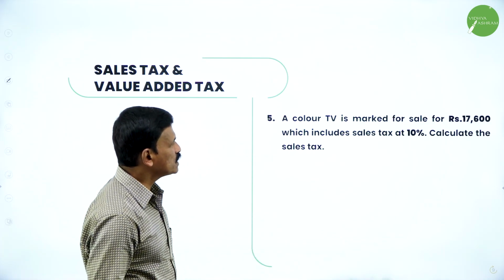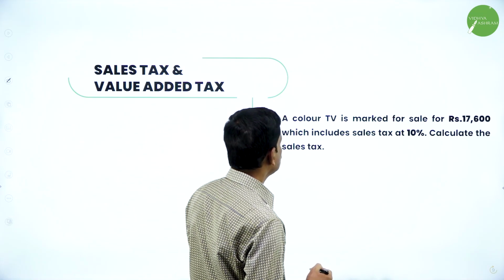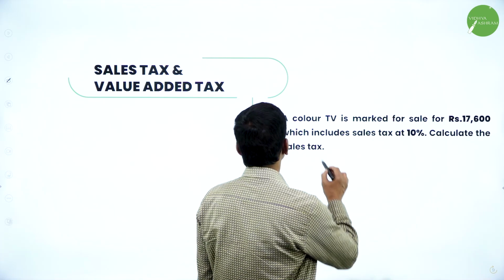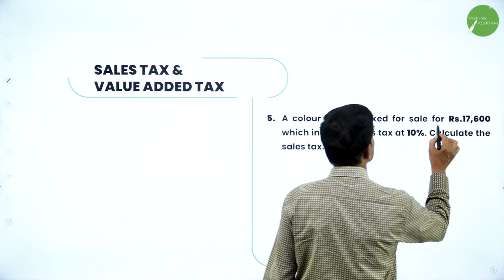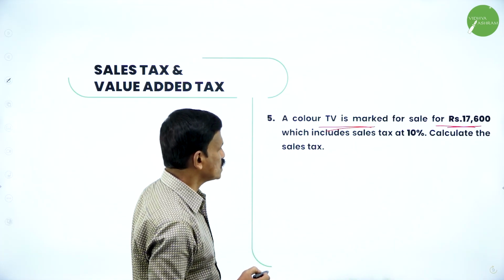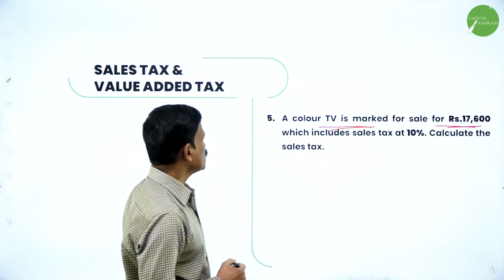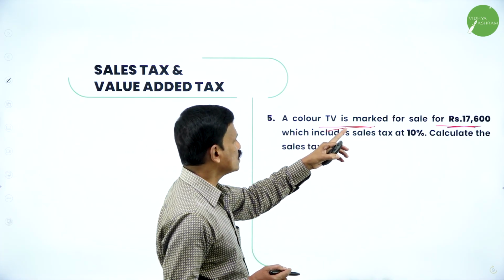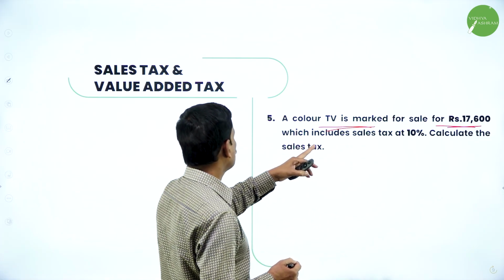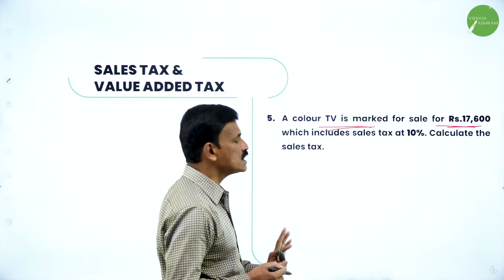A color TV is marked for sale for rupees 17,600, which includes sales tax at 10%. Calculate the sales tax. So, what is given? A color TV is marked for sale for rupees 17,600, which includes sales tax. The sales tax is 10%. Calculate the sales tax.